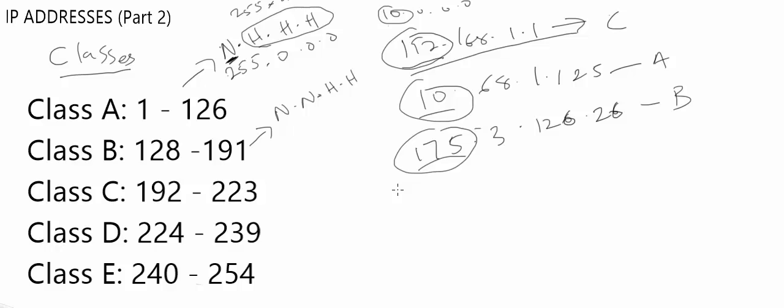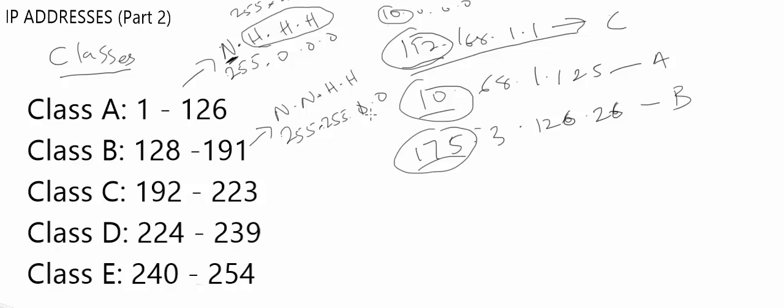But in this case, we use more hosts per network, and the default subnet mask for class A IP address is 255.0.0.0. For class B, you can guess. When you see 255, it means which part of the IP address is used for networking. And of course, when you see a 0, it is host.